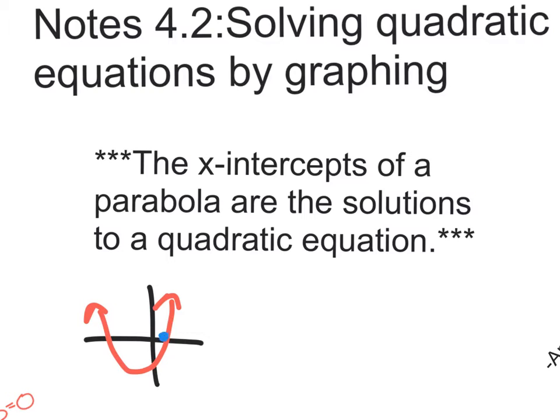Let's say that this crossed at the x-intercept of 1 and the x-intercept of like negative 5, right? Then those answers would be 1 and negative 5. What the above statement is saying is that the x-intercepts of a parabola are the solutions. They're the answers to a quadratic equation.